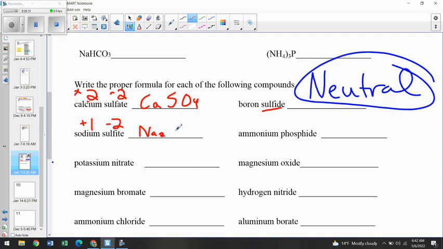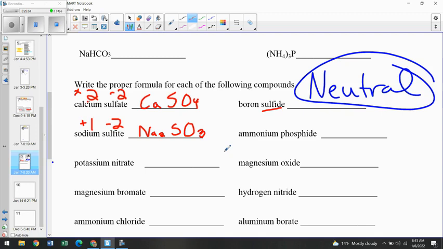So I need 2 of those guys. And then sulfite, that is just your SO3. Again, don't confuse this with sulfide with an IDE ending, D as in dog, or sulfate, ATE ending, which is SO4. Boom, there you go.